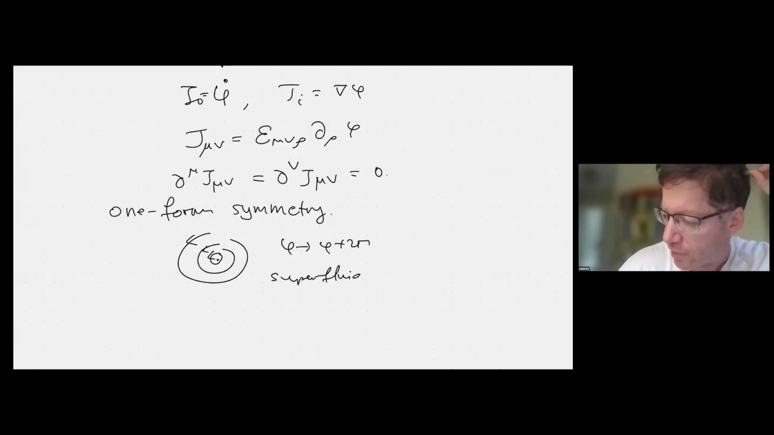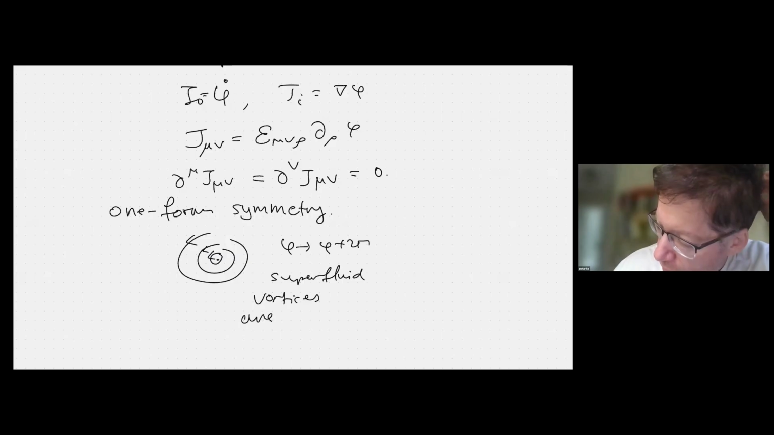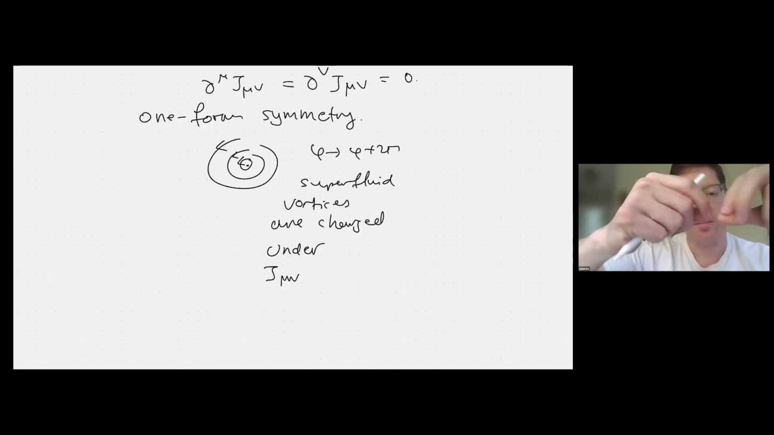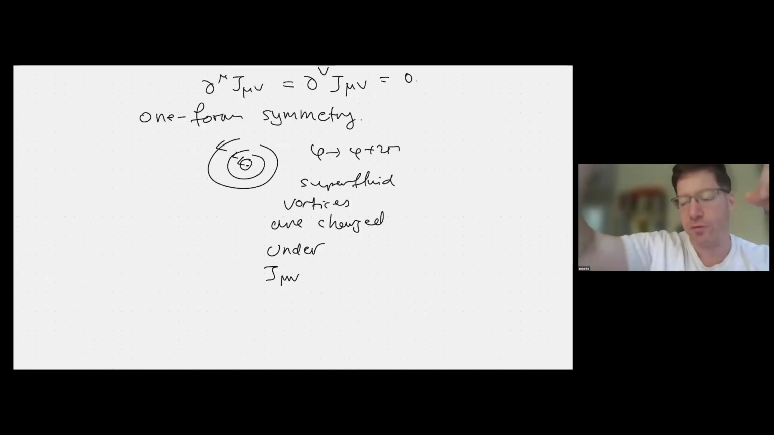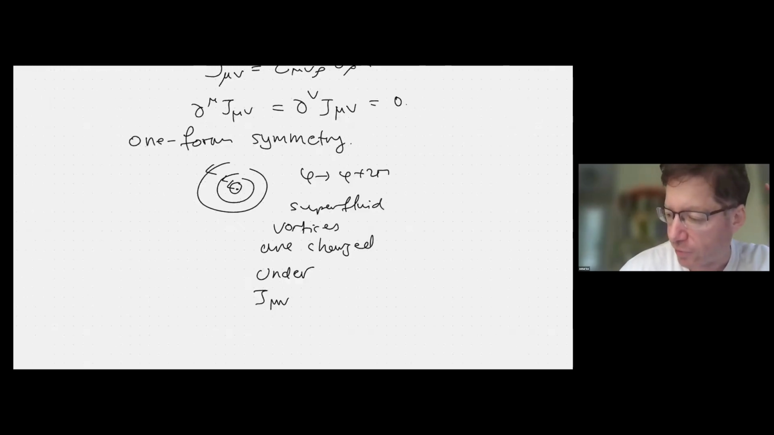superfluid vortices from the point of view of effective field theory are charged under J mu nu. So you can see superfluid vortices in the effective field theory just as some defect around which phi goes to phi plus 2 pi, and you can even write down the solution. You can even just write down the solution in effective field theory.